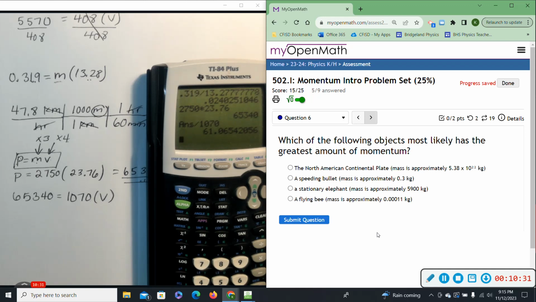Right off the bat, you can eliminate the elephant and the bee. Bees don't fly very fast. They also have very small mass. The elephant's not moving at all. Both of those are going to have 0 momentum. And so it really is between the other two.